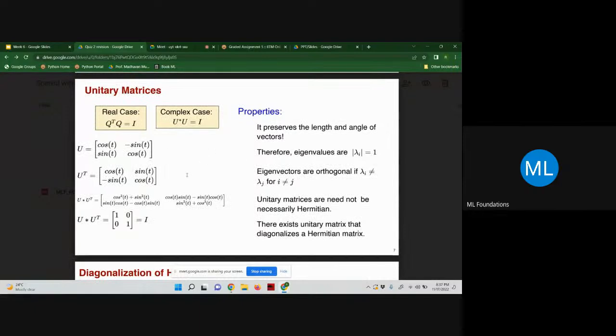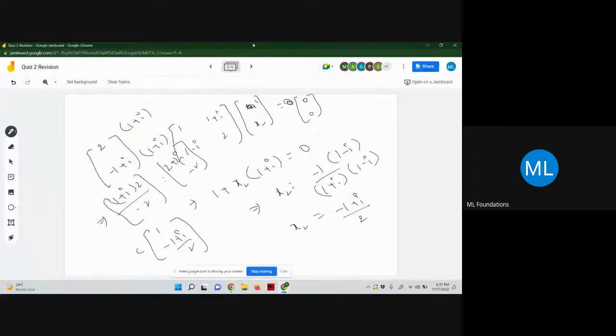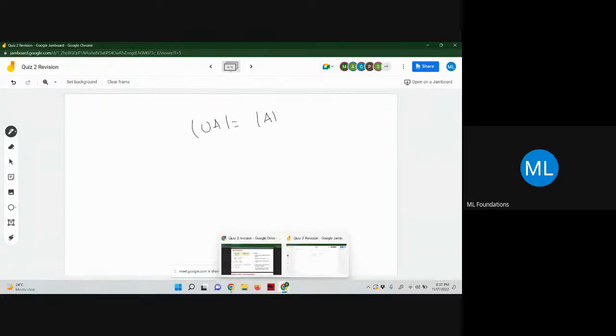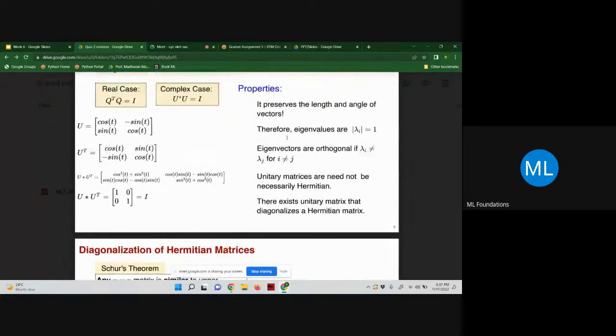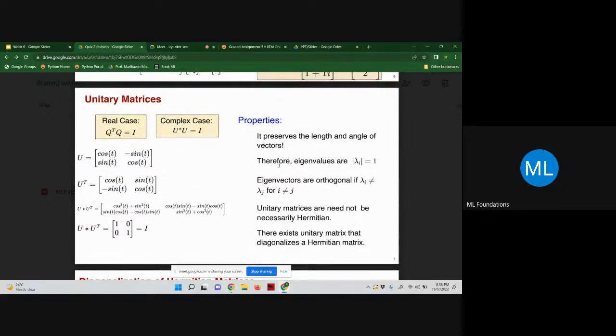Just like the orthogonal matrix, here also there are some properties. It preserves the length, not the angle, of a vector. What that basically means is, if you multiply a vector A by U, the length of UA is going to be the same as the length of A. And the eigenvalues of a unitary matrix have length equal to 1. For two distinct eigenvalues, the eigenvectors are going to be orthogonal, just like the Hermitian matrix. Just because a matrix is unitary does not mean that it is a Hermitian matrix.